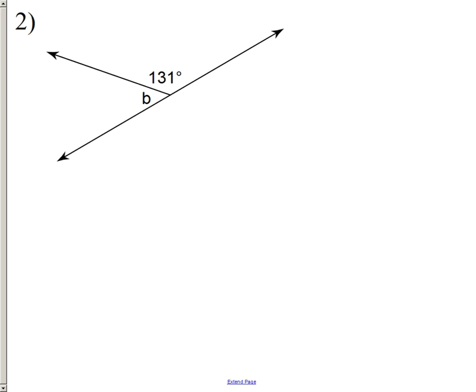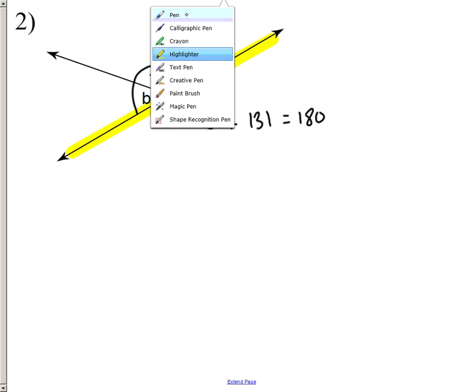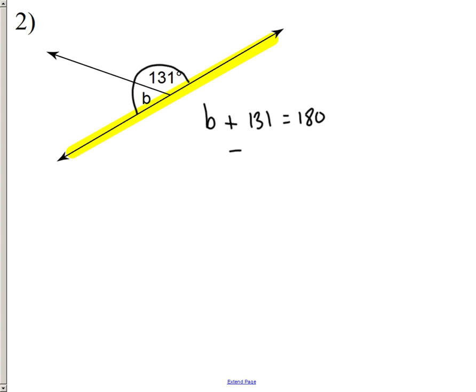When we come over and we look at this type of situation, because these two angles are sitting on a straight line, we realize very quickly that it is a supplementary angle situation. That means that these two angles, B plus 131 degrees, would equal 180. So if we set up our equation this way, we can actually now go and solve. And we do that by subtracting 131 from both sides. And B would be equal to 49 degrees, because 49 plus 131 is 180.